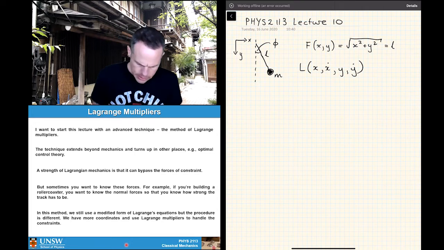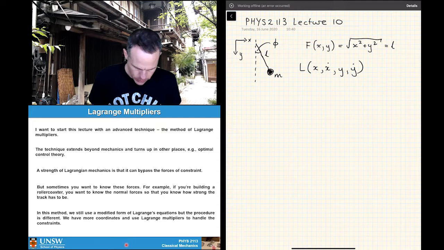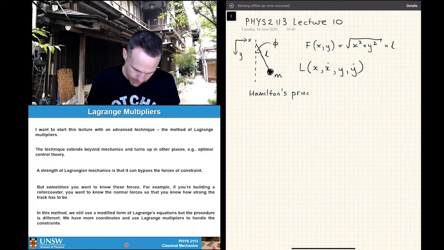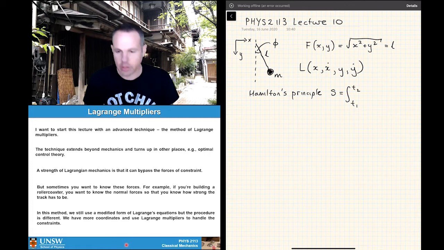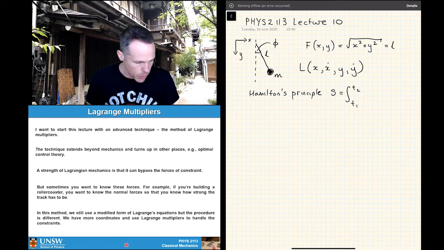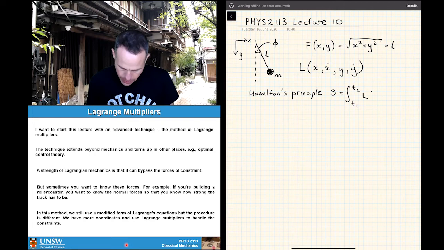Okay, so where we're going to start here is with Hamilton's principle. It basically says that we have some action S that's the integral between t1 and t2, and this could be any time t1 and t2 in the motion of the pendulum, where we take the integral of the Lagrangian, which is a function of x, x dot, y, and y dot, dt.